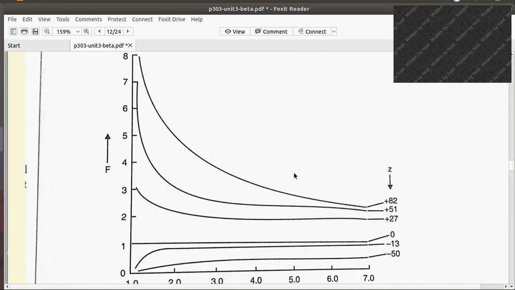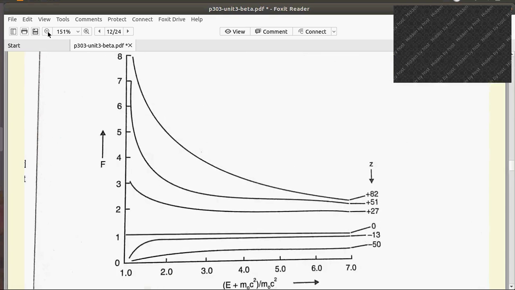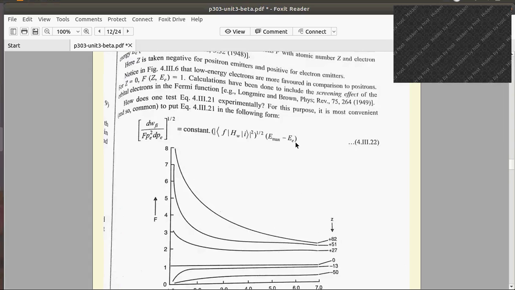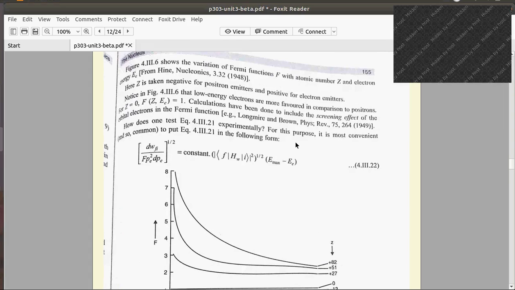Okay, here a graph is being shown. Just let me reduce it a bit. This graph is being shown. Here is the energy scale and here is the Fermi function. This Fermi function depends on the Z, or atomic number, and the energy of the electron emitted. We shall discuss this function properly.